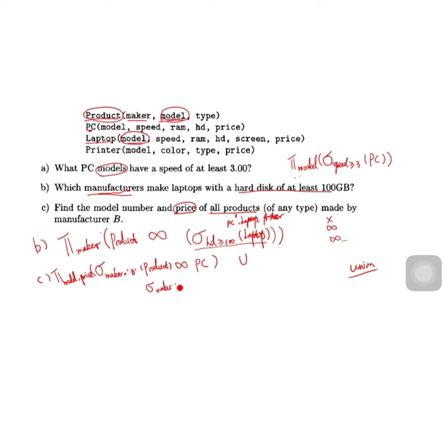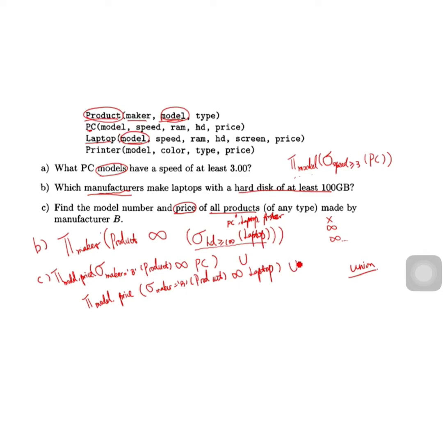the product made by B, natural join laptop. Now we can get the information of the laptop made by B and model price. Now we project model and price. Now here we can find, we already found the model number and price of laptop made by B.